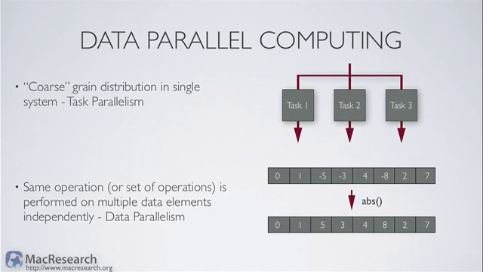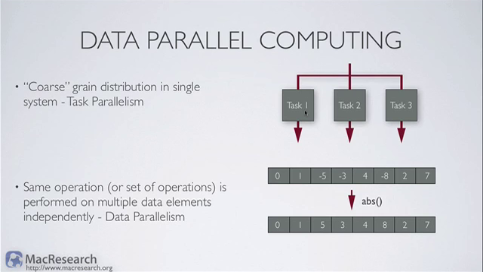Now, when we talk about data parallel computing in the context of OpenCL, we're really talking about two things. We're talking about task parallelism, and you could think of this as kind of like a coarse grain distribution model, but within a single system. Where let's say each task is your program running, and you have a bunch of images that you want to do the exact same thing to. You could use OpenCL to farm out the images to the different CPUs and say, okay, you deal with this one, you deal with that one, and so forth.